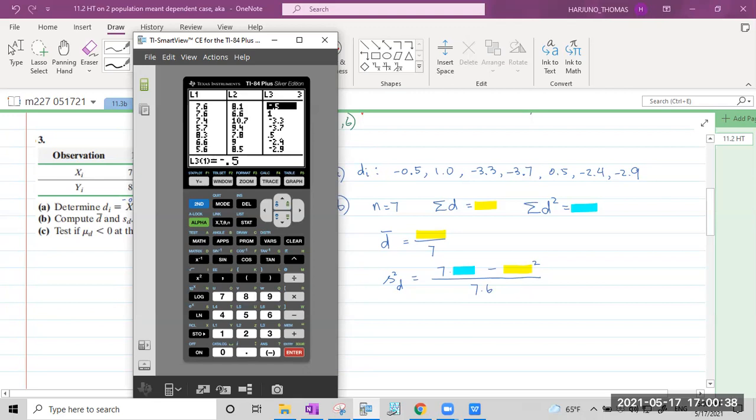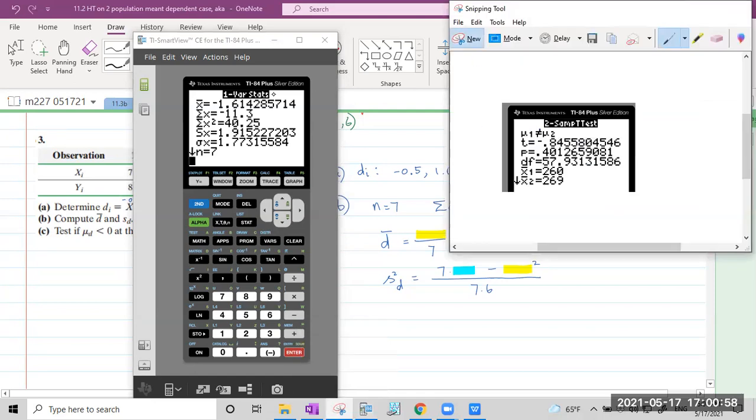Now we will compute the one-variable stats from that L3. Let me screenshot that.